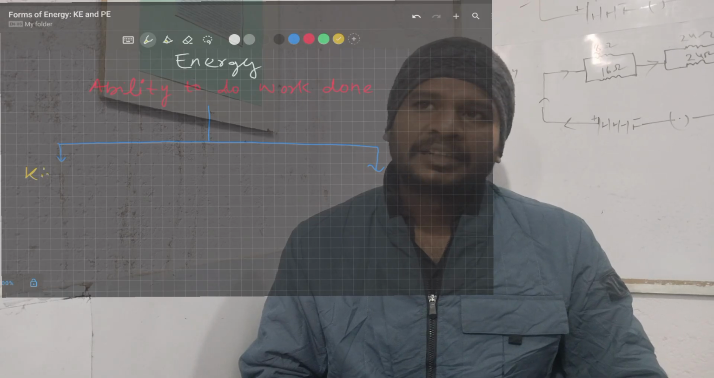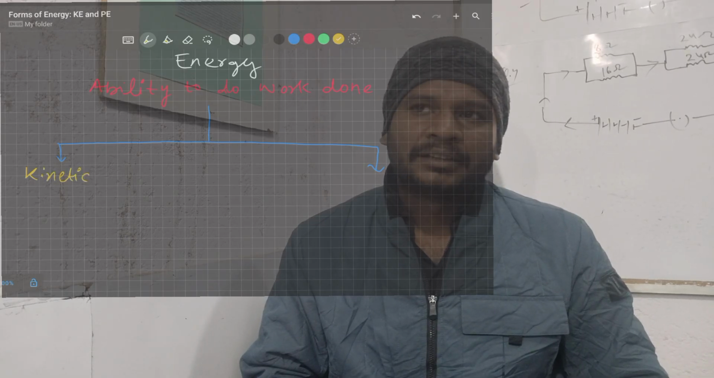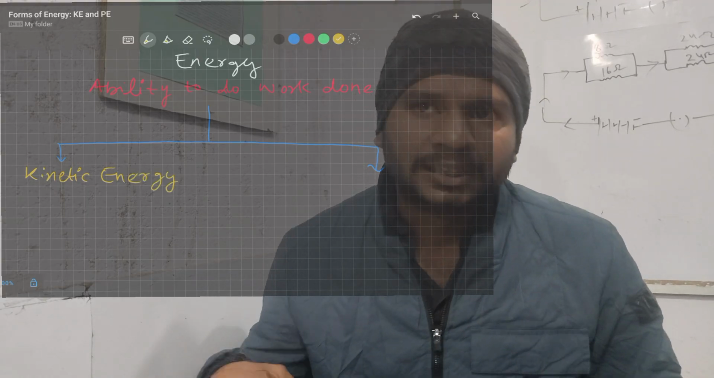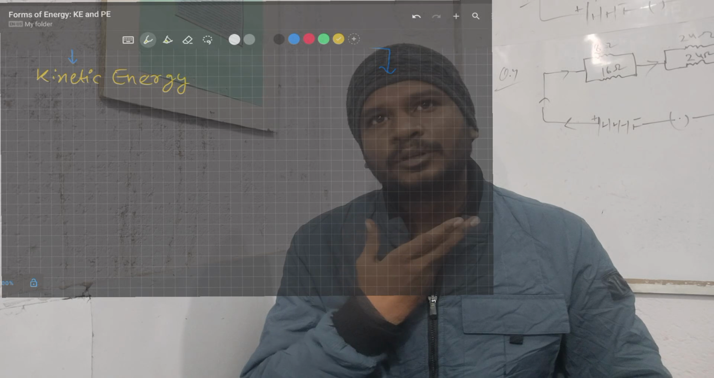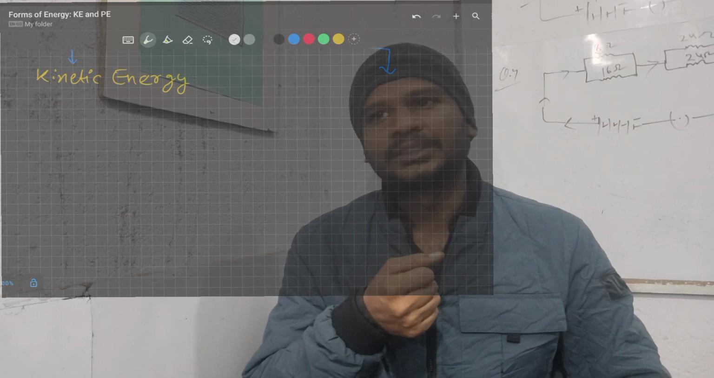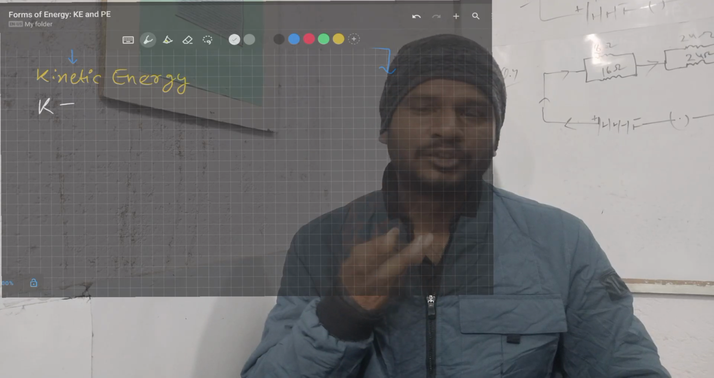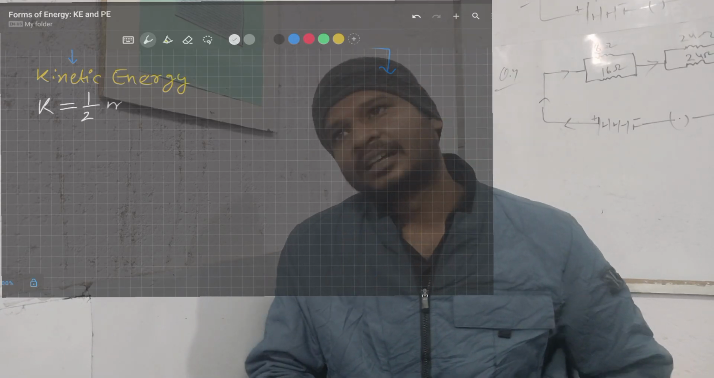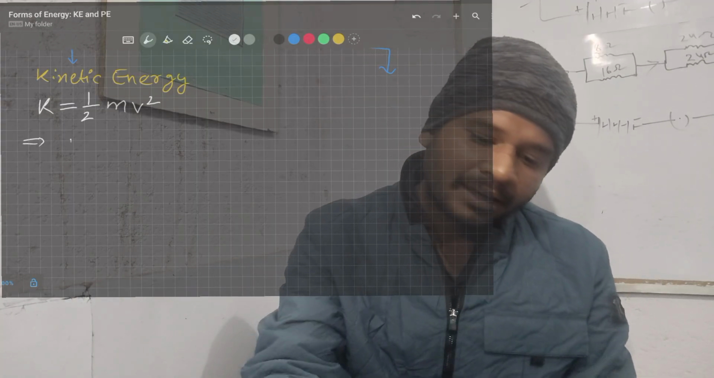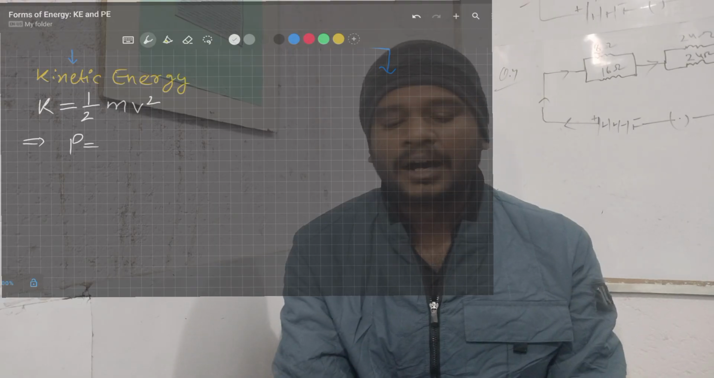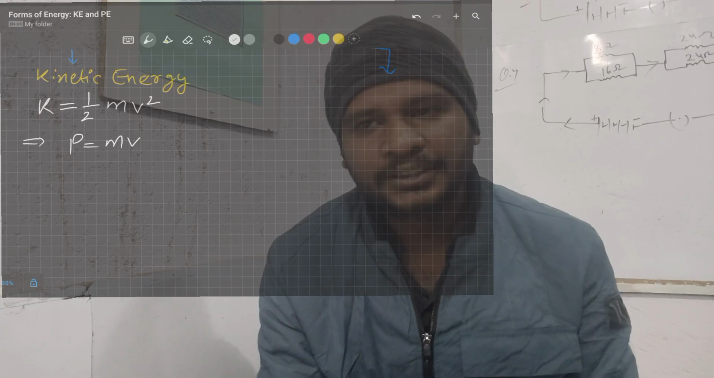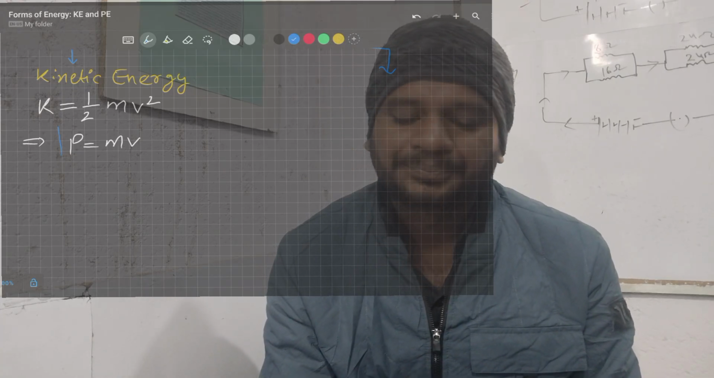What is kinetic energy? Let's take kinetic energy first. Kinetic energy is the energy associated with a moving object by virtue of its speed, and mathematically it is given as kinetic energy K equals half mv square, where m is the mass and v is the speed of the object.